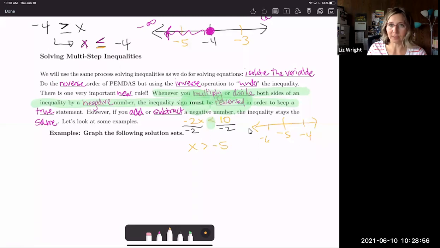It's greater than, it's not equal to. So we're going to have an open circle, and it's anything that's larger than -5. So it's going to be shading to the right on that.